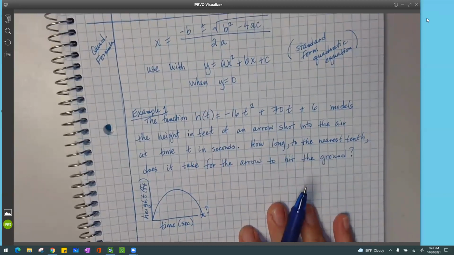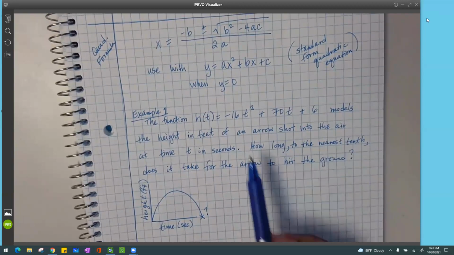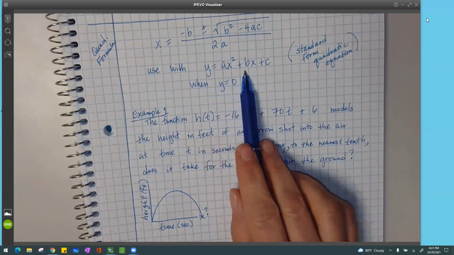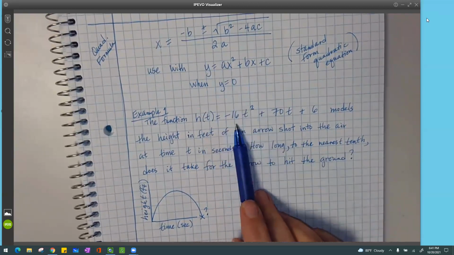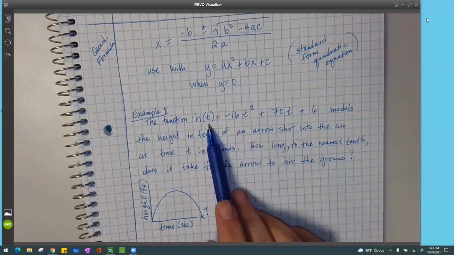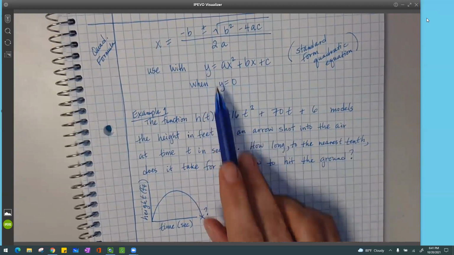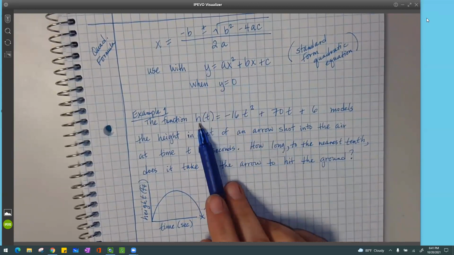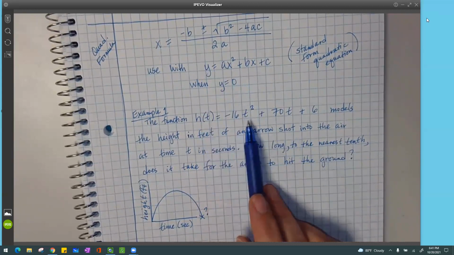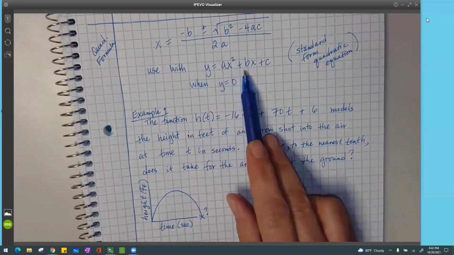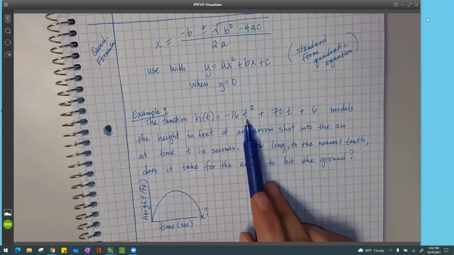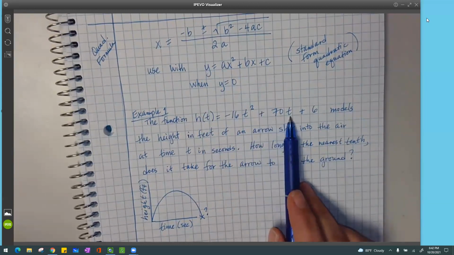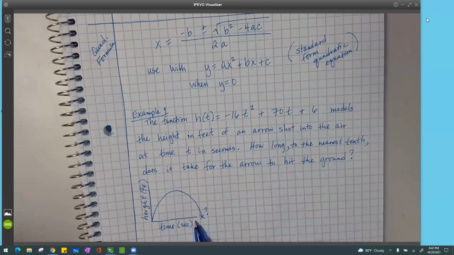I told you that you would need to have a standard form equation, and we do here. It's just that it's written instead of y equals, it has h of t, height is a function of time, and instead of x, which is generic, we use t for time, which is what we're using for our x-axis.